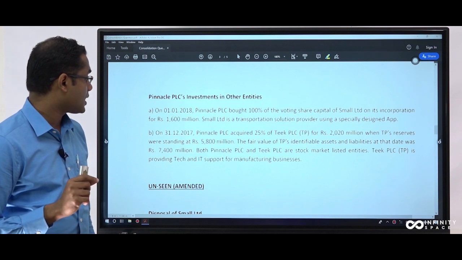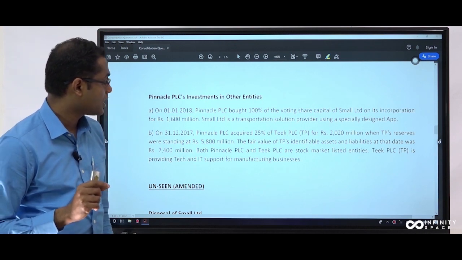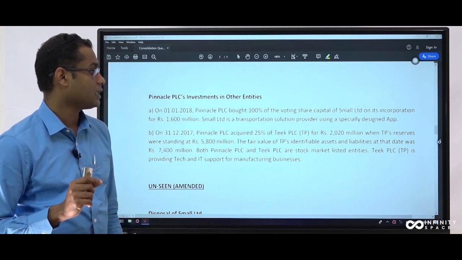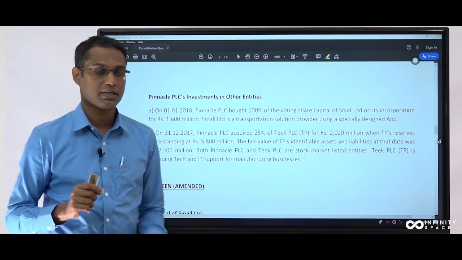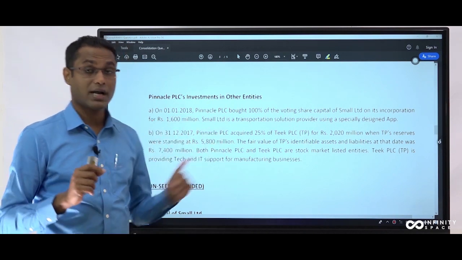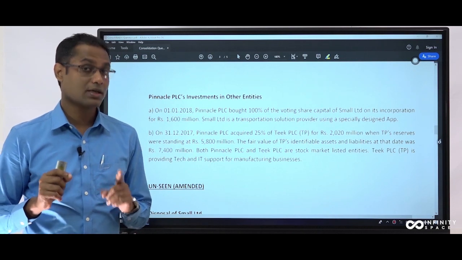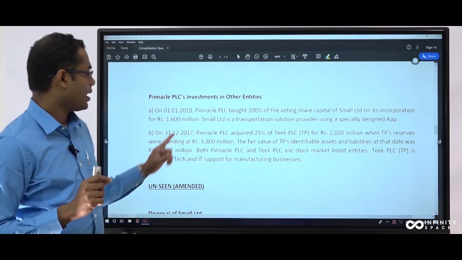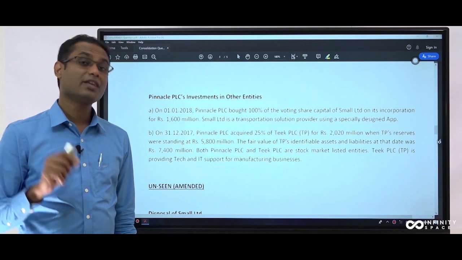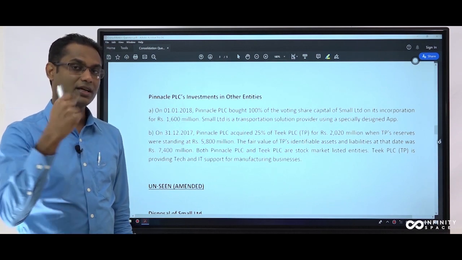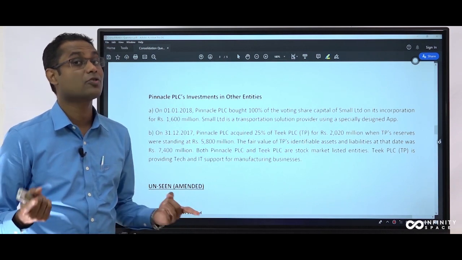For 1,600 million. Small Limited is a transportation solution provider using specially designed apps. So here it is a 100% acquisition, which means there is no non-controlling interest, and it was also acquired at the time of incorporation. So if a parent acquires a company at the time of incorporation, there is no goodwill figure.